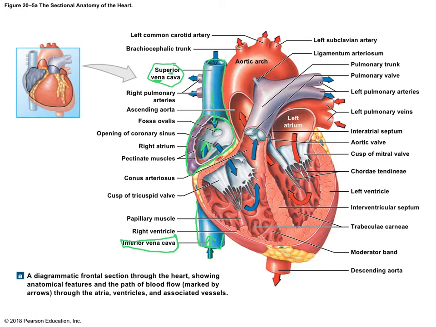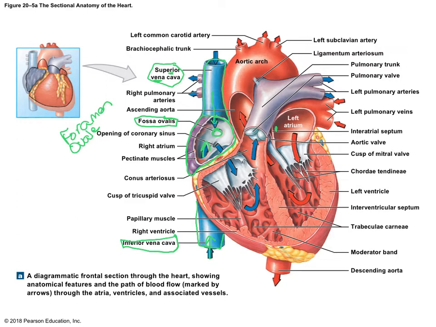Then if we look, we can see a little tiny indentation right there, and that is called the fossa ovalis. So it used to be called the foramen ovale, and that was before the baby was born. And the foramen ovale was a hole. It was a hole going from the right side of the heart over to the left side of the heart. So it was a hole from the right atrium to the left atrium. But as soon as that baby was born and the baby took its first breath, then that hole closed up and became known as the fossa ovalis.